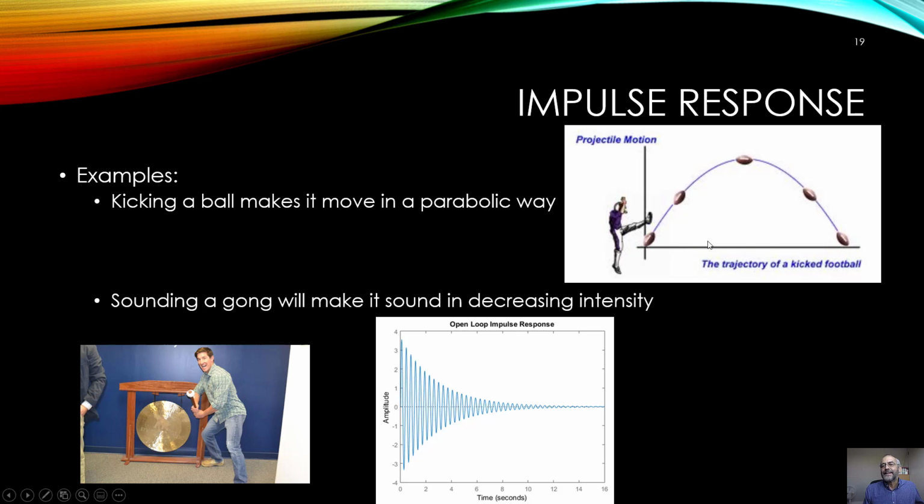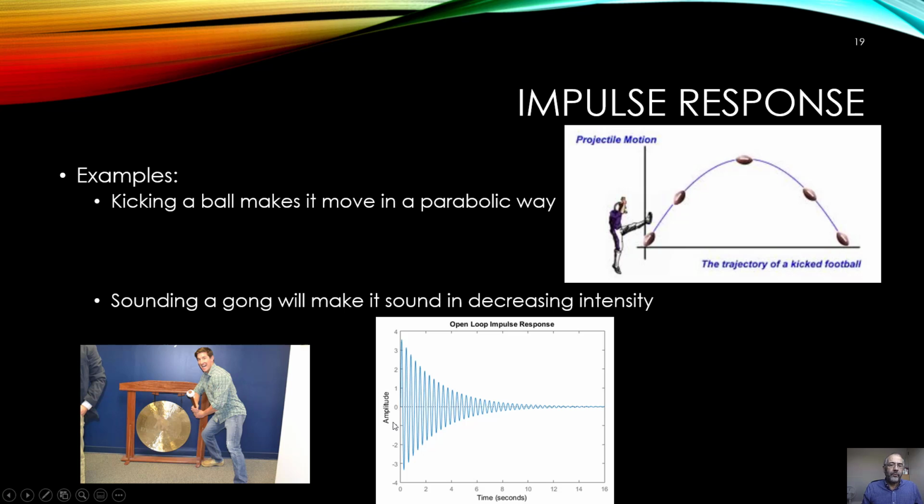But for example, the distance to the player, that will not go back to zero. The ball will not automatically come back to you. It will go away from you. So it depends on which particular feature you are looking at, whether or not an output will go back to zero. If you look at the height of the ball, then it's going back to zero. If you look at the distance of the ball, then it will not go back to zero. That really depends on the system and what you are really looking at.